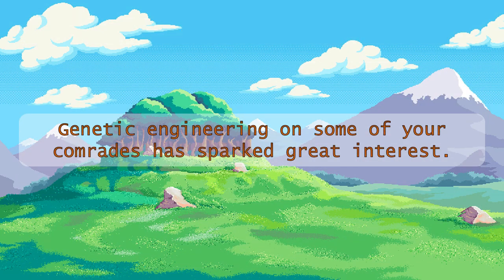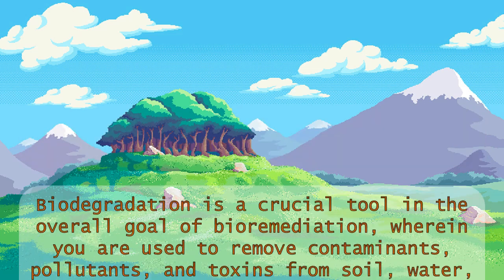Genetic engineering on some of your comrades has sparked great interest. The chromosomally located genes for PCB catabolism from Aureutropha, a chromobacter genus, and A. denitrificans were transferred into a heavy metal-resistant strain of Aureutropha through natural conjugation.